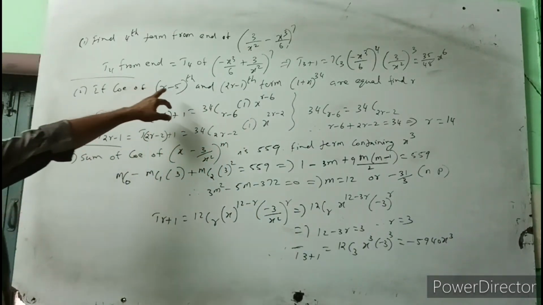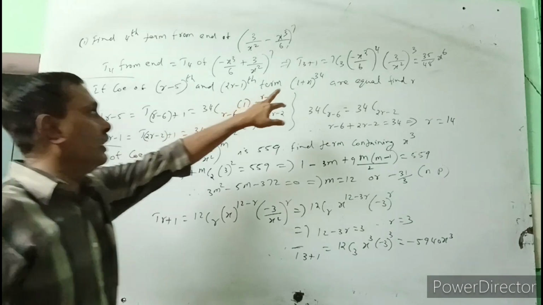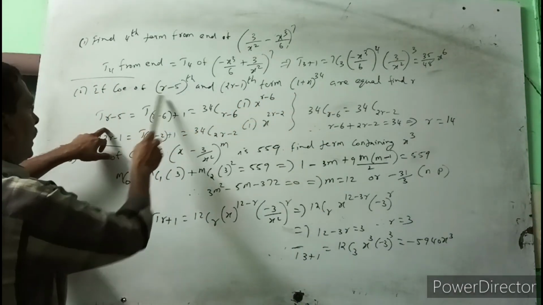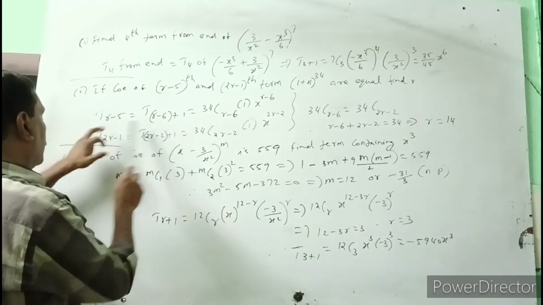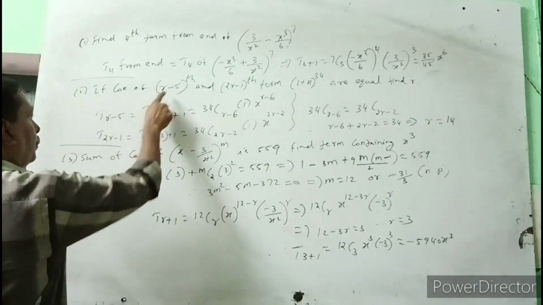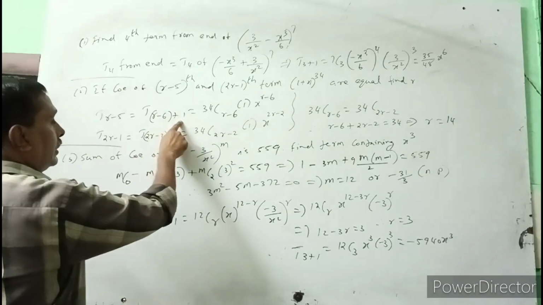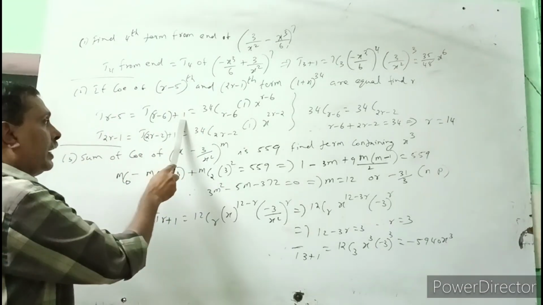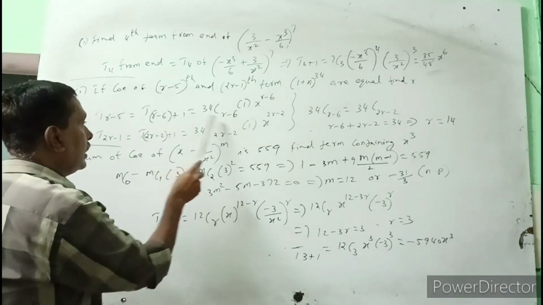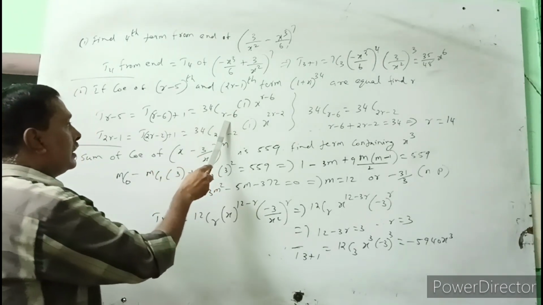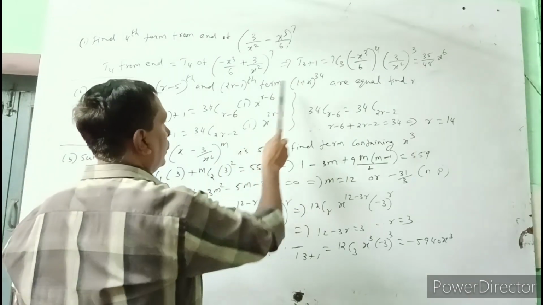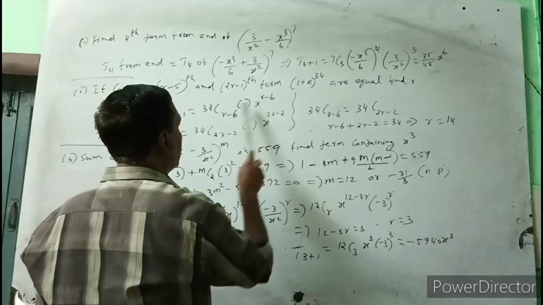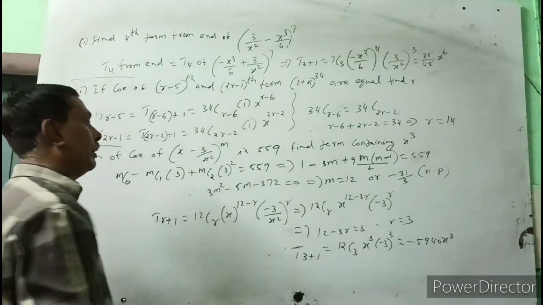Another question: if the coefficients of this and this term of this expansion are equal, find out. So T(r minus 5) is the same as T(r minus 6 plus 1). I want a plus 1, so I reduce it by 1 more. So r minus 6 plus 1 is this r minus 5 only. I want plus 1 here, then only I can use this number here. So that is 34 C (r minus 6), the first term is 1 only, into x raised to r minus 6 will come. We are finding this term.